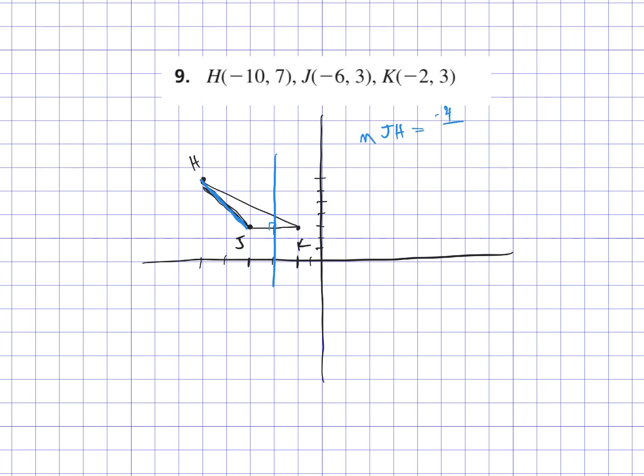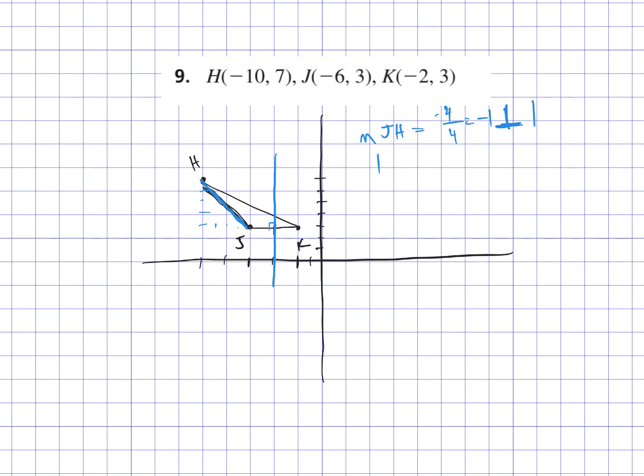Negative 4, and then it's going, let's see, 1, 2, 3, 4, and over 1, 2, 3, 4. So negative 1 is that slope. The perpendicular to that would be positive 1. But we need to start somewhere for rise over run, so we need to find its midpoint.